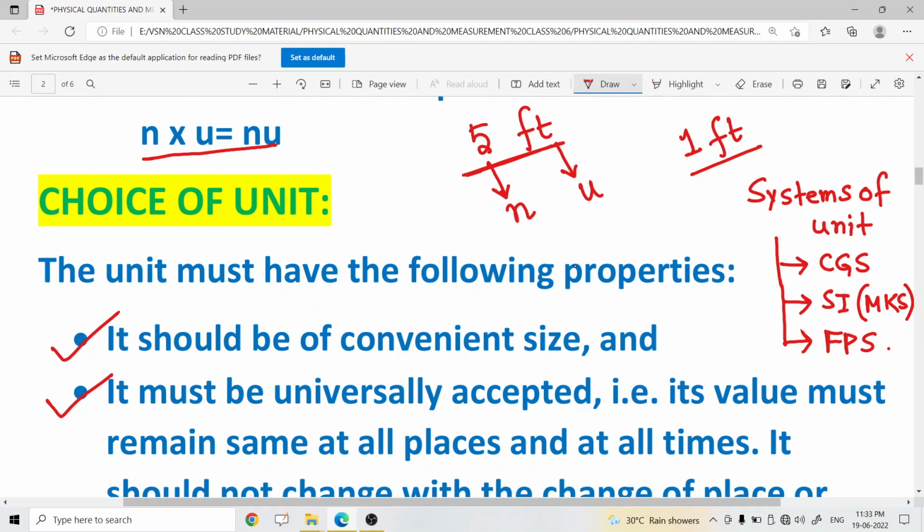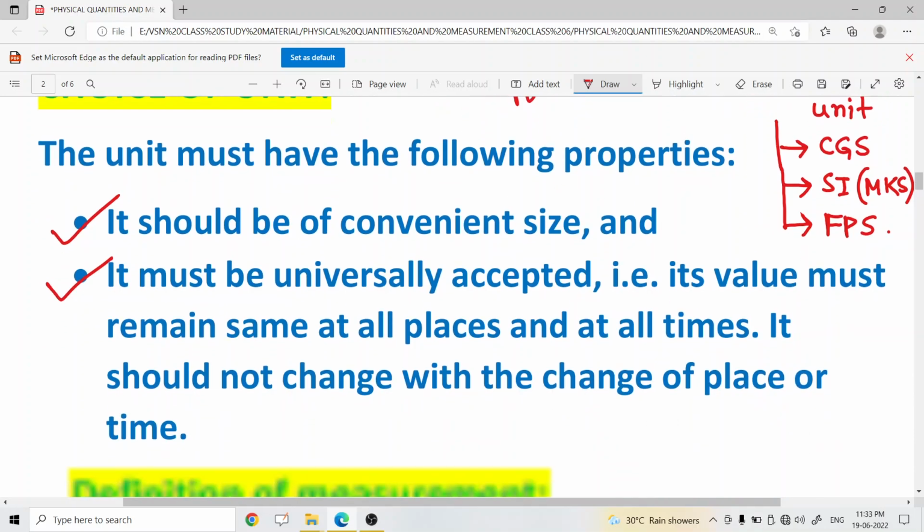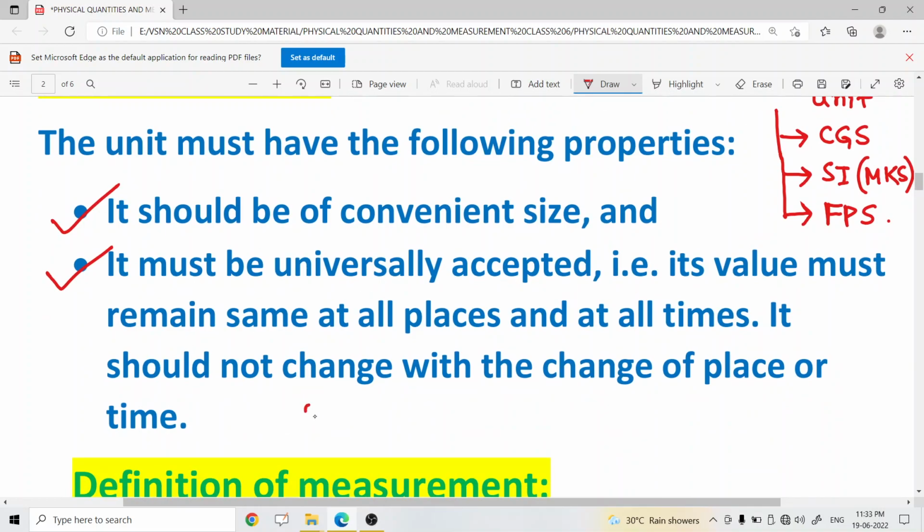If we take one unit, suppose for length, the unit we take is meter. In the SI system the unit of length is meter. So if we take 1 meter, then it must be universally accepted and the value of 1 meter remains the same at all places and at all times in the universe. That's why we take it as a unit. Otherwise we can't define it as a unit.